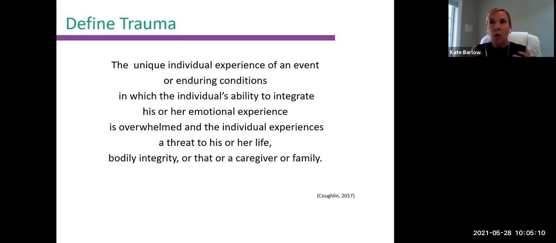And so really, we want to think about trauma in a bigger context. It may be one individual experience, but it also may be a set of experiences in which the child is just not able to cope, and the child is overwhelmed by that experience, and the child feels like their life is being threatened, or that one of their caregivers' life is being threatened.